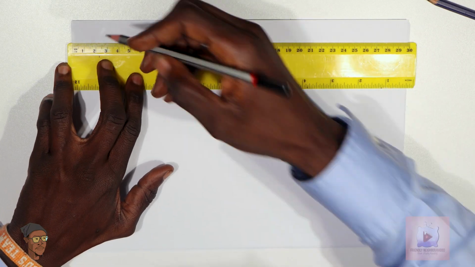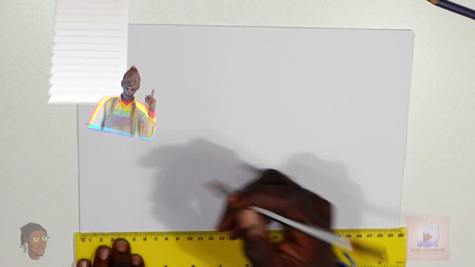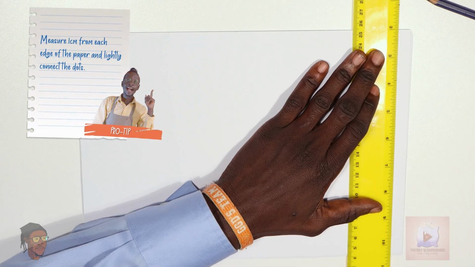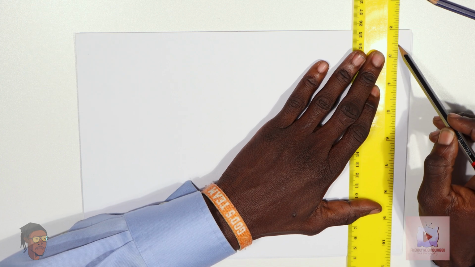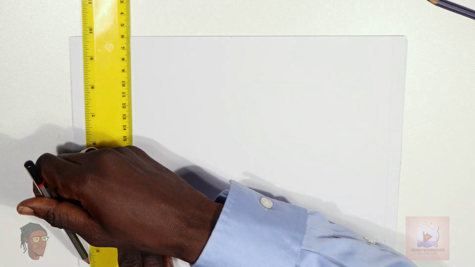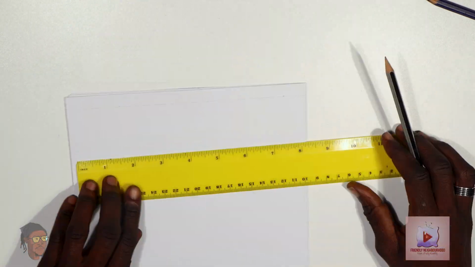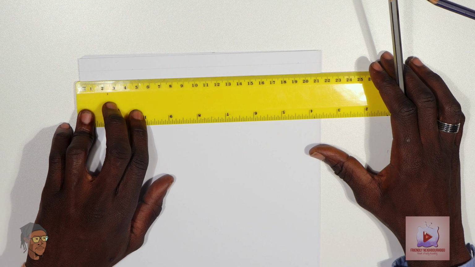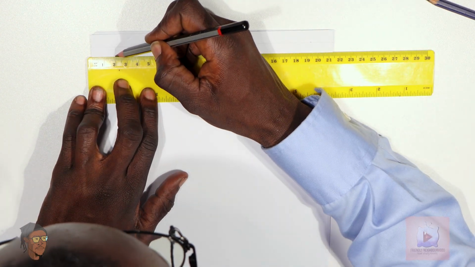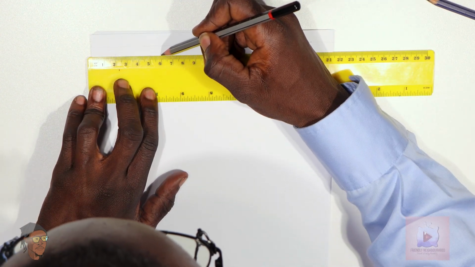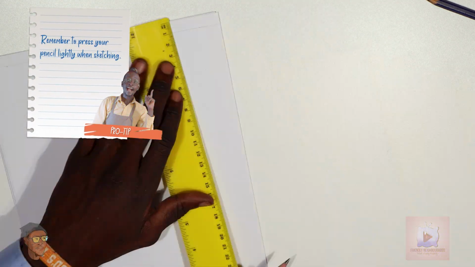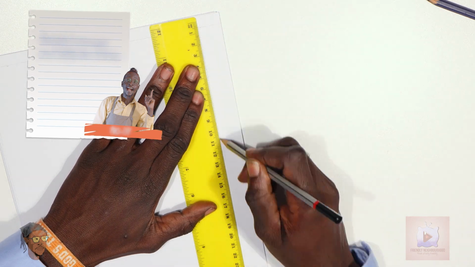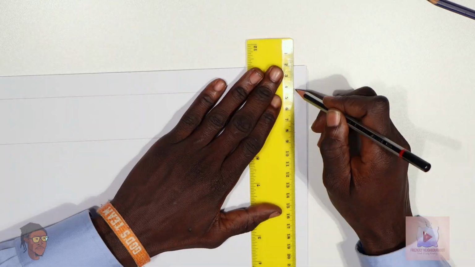Using a pencil, measure 1 centimeter from each edge of the paper. Lightly connect the dots. This will give you a set of margins and guidelines that you can use for your strips. On your margins, mark out how big you want your strip to be. You can choose any size for practice. I chose to go with 4 centimeters. Remember, when sketching, lightly press the pencil. Do not apply pressure. In case of any mistakes, you can easily solve it.